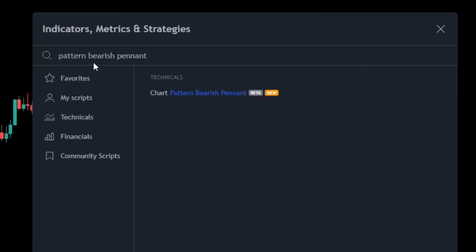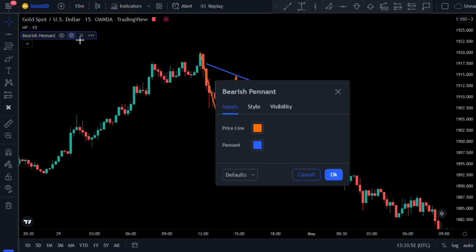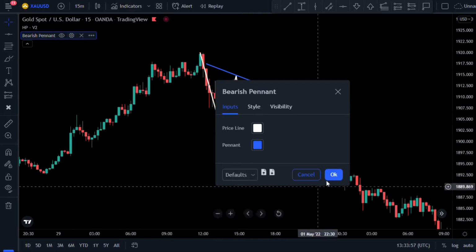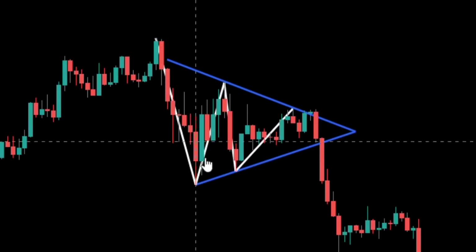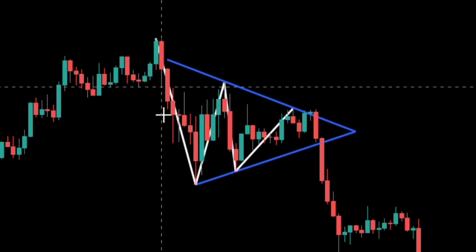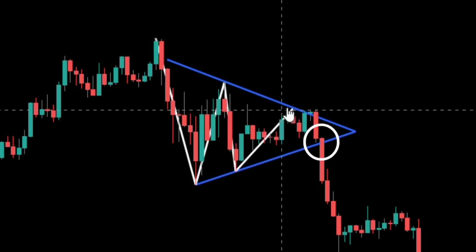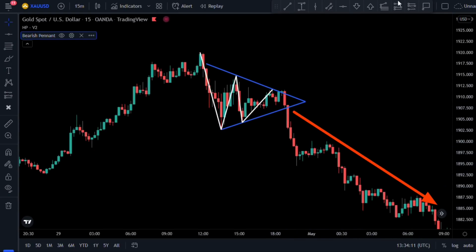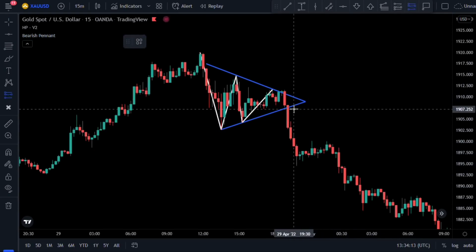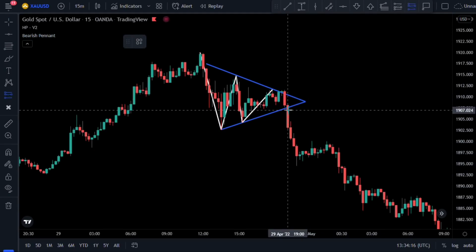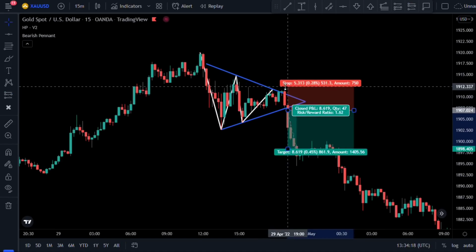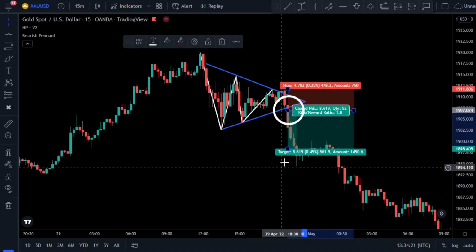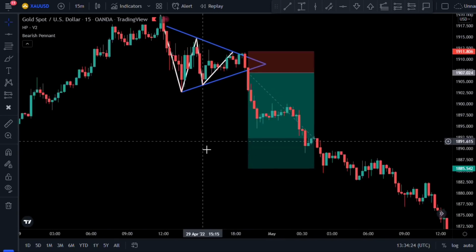Search pattern bearish pennant. Add this indicator to your chart. Well, I change the orange color to white. When the candlesticks hit the floor and ceiling of this pattern and finally the candlestick from the floor of this triangle breaks down, we enter the sell short position. I will open a sell position right after breaking the flag pattern floor. As I said before, a sharp drop occurs when the price breaks from the pattern bearish pennant floor.